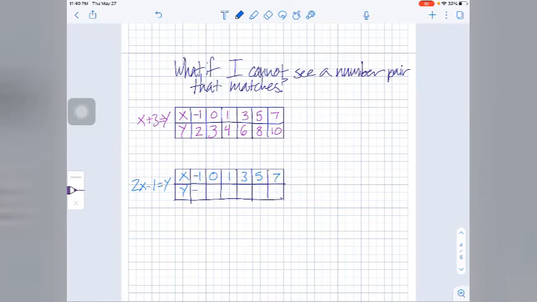So when x is -1, y would be -1 times 2 is -2, minus 1 is -3. When x is 0, we've already done that one. This would be -1, and we've already done 1 as well. We've already done 3. 3 times 2 is 6, minus 1 is 5. 3 times 5 is 10, minus 1 is 9, and 2 times 7 minus 1 is 13.